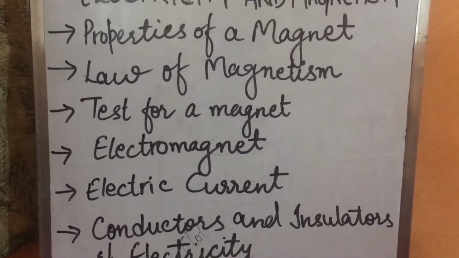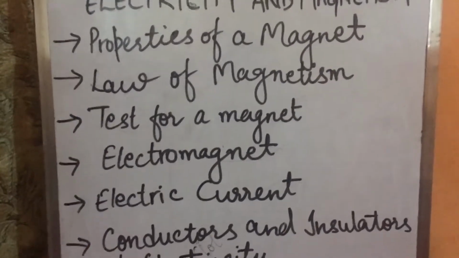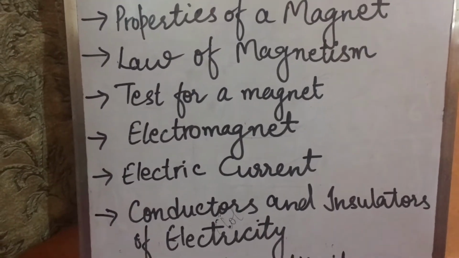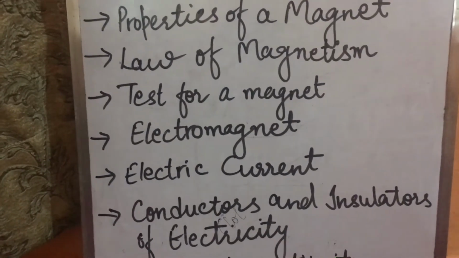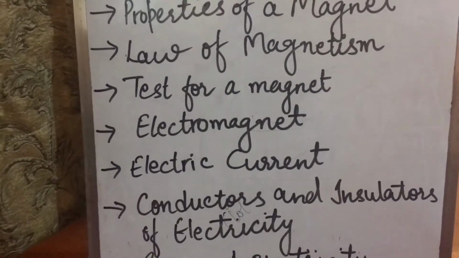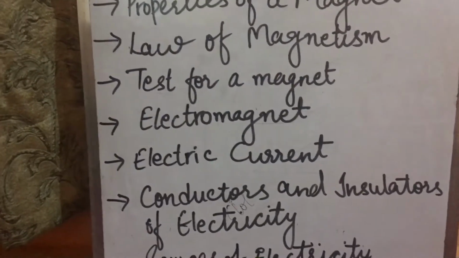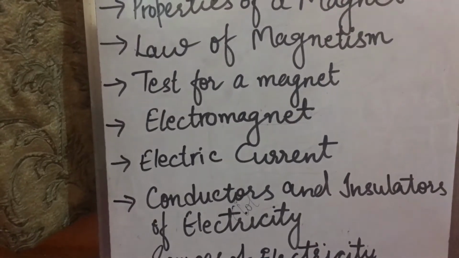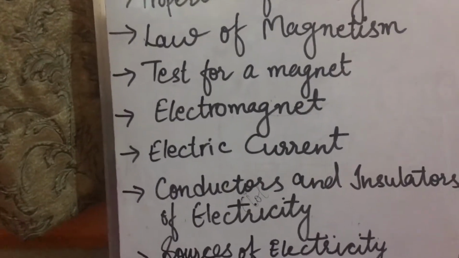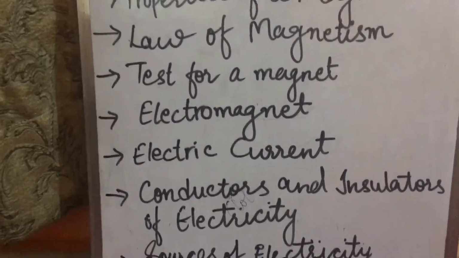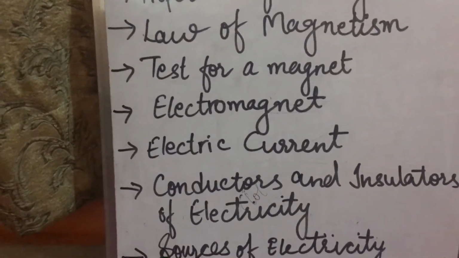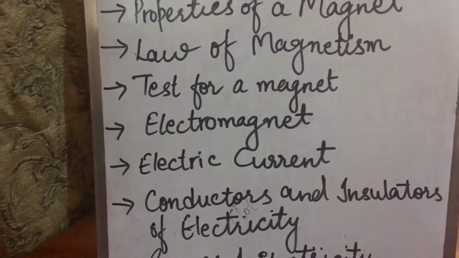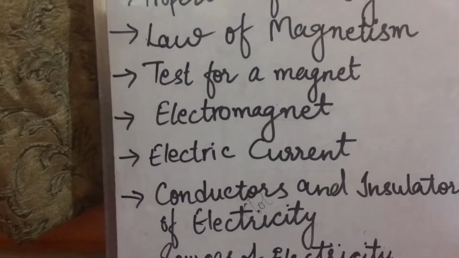Now the second topic is the law of magnetism. What is the law of magnetism? The law of magnetism states that like magnetic poles repel one another and unlike magnetic poles attract each other. Thus, a north magnetic pole always repels another north pole but attracts a south pole. Similarly, a south pole repels another south pole but attracts a north pole. That means like poles repel each other and unlike poles attract each other.